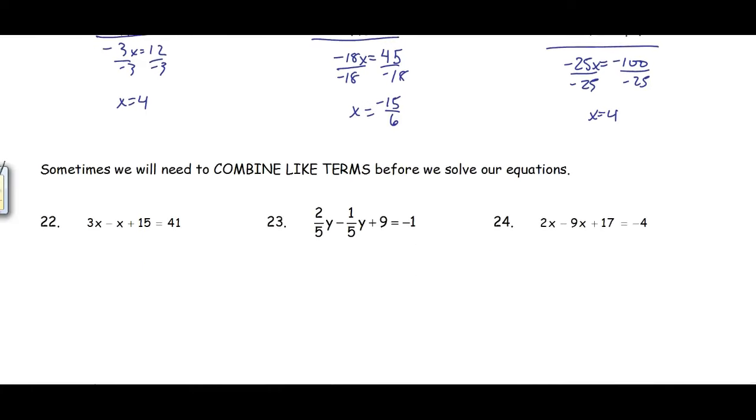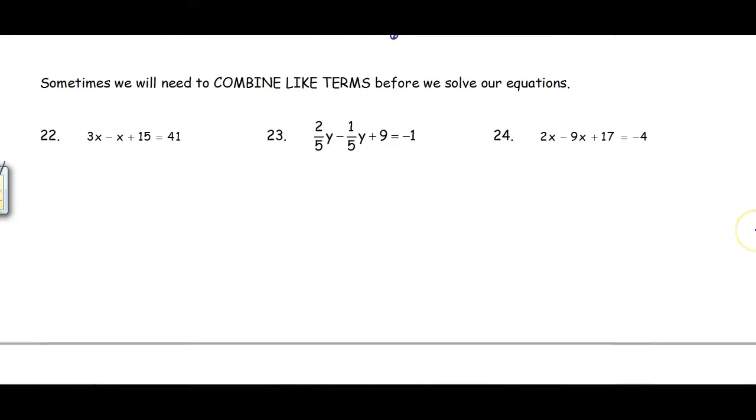All right, let's take a look at multi-step. Okay, nothing that we haven't done in the past. We're just going to start with combining some like terms. Okay, so let's take a look at 22. When you combine like terms in equations, you always want to make sure you're only combining the like terms on each side of the equation.